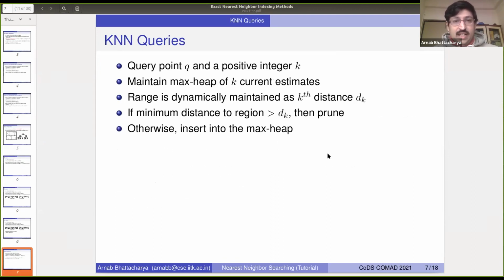Now let's jump into the KNN queries a little bit. So how do we actually do the KNN queries? Remember, this is not an exact point search. I'm not searching for that point exactly. I try to find the k nearest neighbors. So there is a query point q and a positive integer k, and I want to find the k nearest neighbors of it. What is being done is that a max heap of k current estimates is maintained, right? First of all, it is just an estimate.